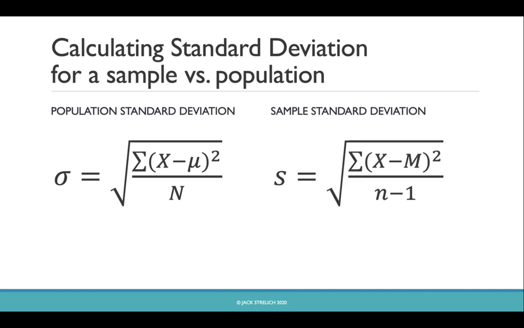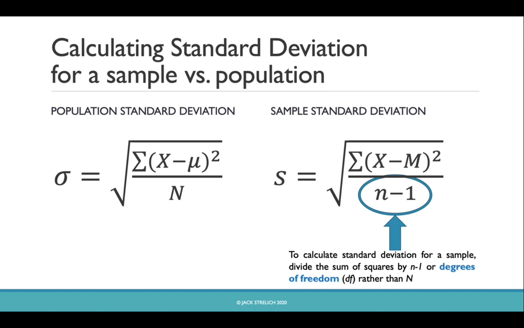On the right, we see the formula for sample standard deviation. Notice that it's almost identical, except that both the mean and the standard deviation are represented by English letters, and that we divide by n-1, also known as the degrees of freedom, instead of by n. Why is this the case?